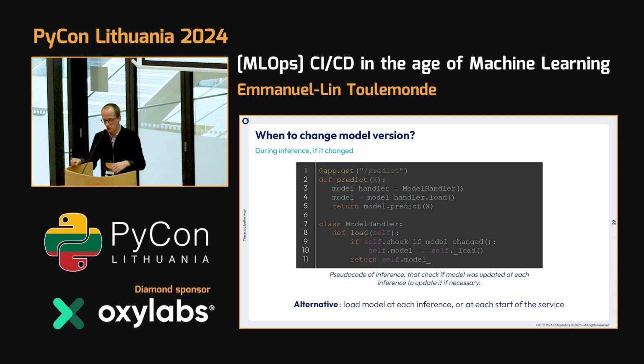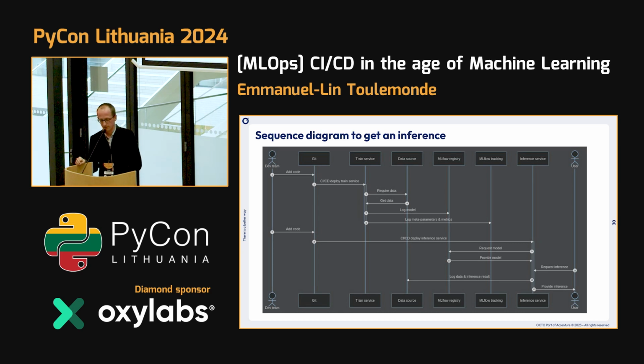Another way would be to load the model at every inference. Might be a bit slow, but could work. Or to load it at the start of the service. But this one is a bit more painful, because if your model changed because of your data, you need to restart the service every time you change the model. If your model changed only because of the code, it's okay because, well, you will deploy it and the service will restart.